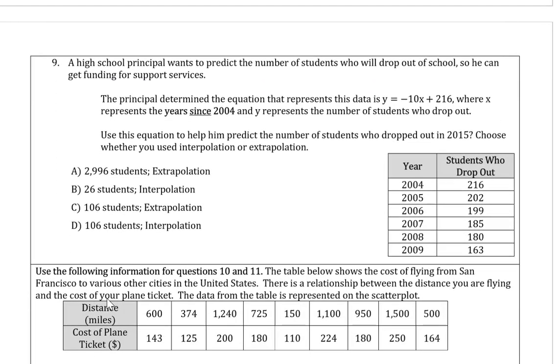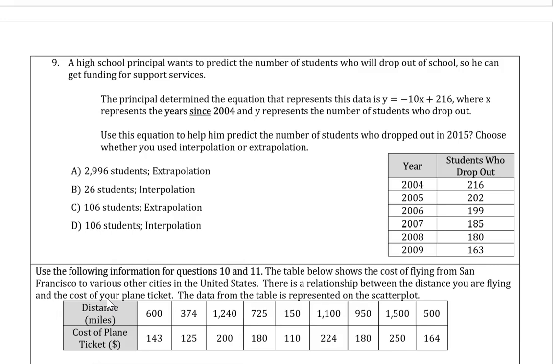Number 9 here, if a high school principal wants to predict the number of students who will drop out of school so he can get funding for support services. The principal determined this equation since the year 2004. And Y is our number of students that will drop out, so X is the years. And we're looking at how many students will drop out in 2015. So first we need to figure out what it is we're plugging in.